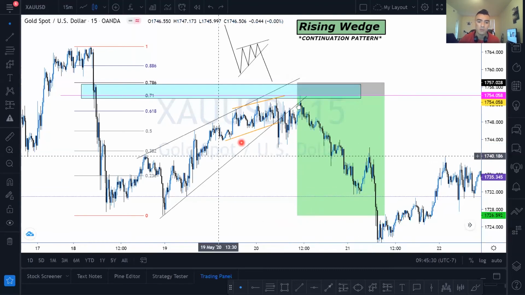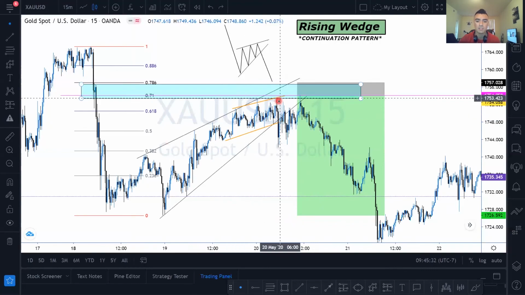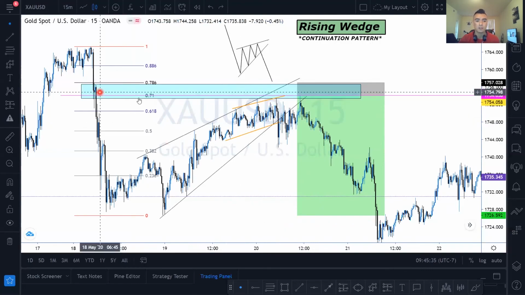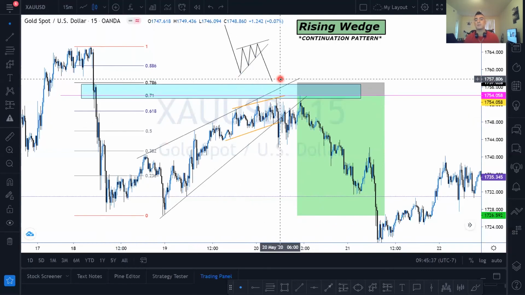Beautiful trade. Beautiful rising wedge. We see how it got choppy at the top before the drop. Played the candle, played the 7-1. Beautiful trade, beautiful snipe. So nonetheless, that is the rising wedge.